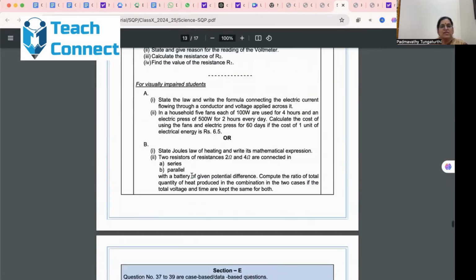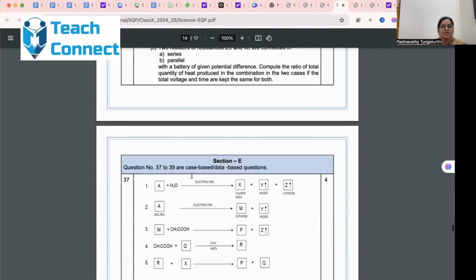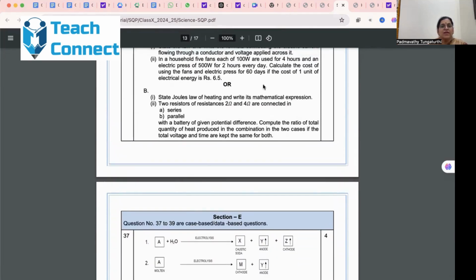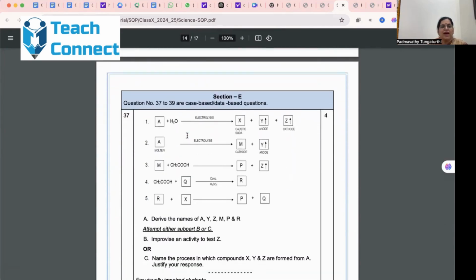And Joule's law, wherein heat is given with electric equipment. That's a Joule's law question. And here there are two resistances which are connected in series and parallel. This is a combination over here. How are they going to act with it?